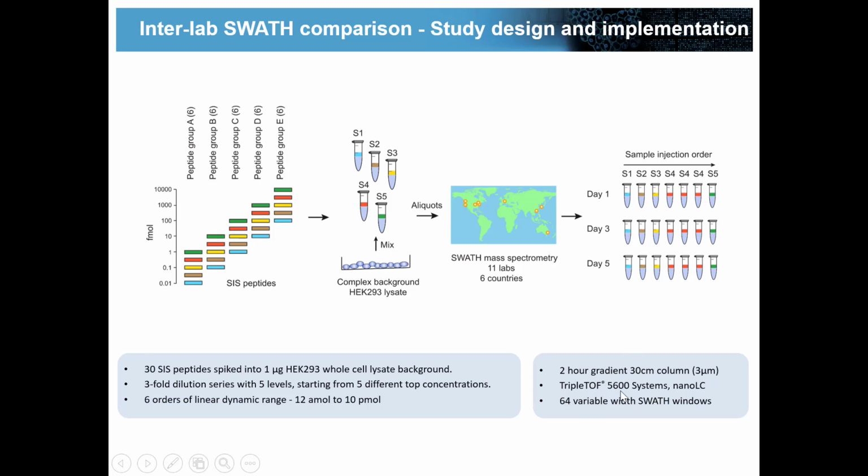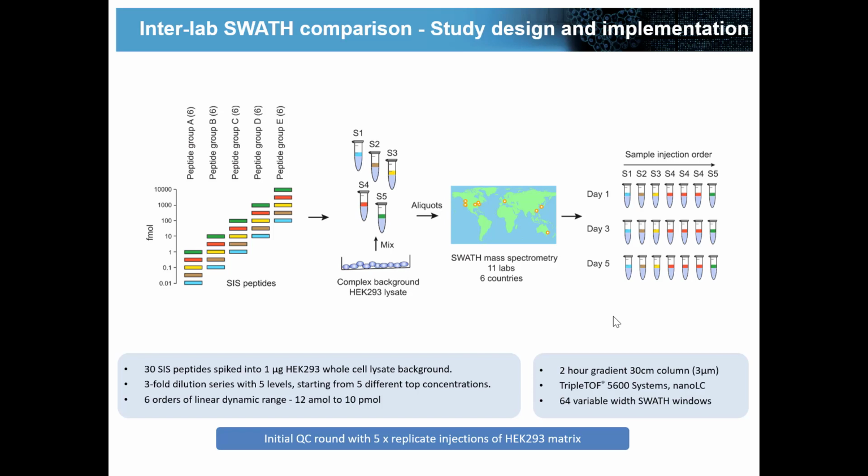It was also using the 5600 system, which was not the most current system at the time, but it was the one that most people had. So this is now probably a 10-year-old instrument at this stage. And we asked them to use this 64 variable window width method that I just mentioned. And basically we said, okay, send us the data, and we analyzed all the data centrally and tried to figure out whether this was coherent or not.